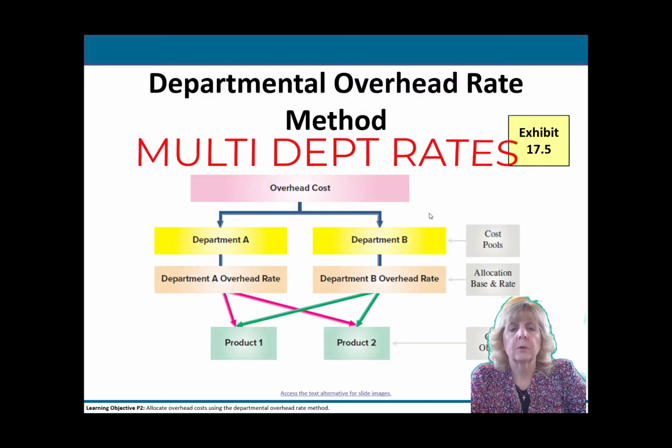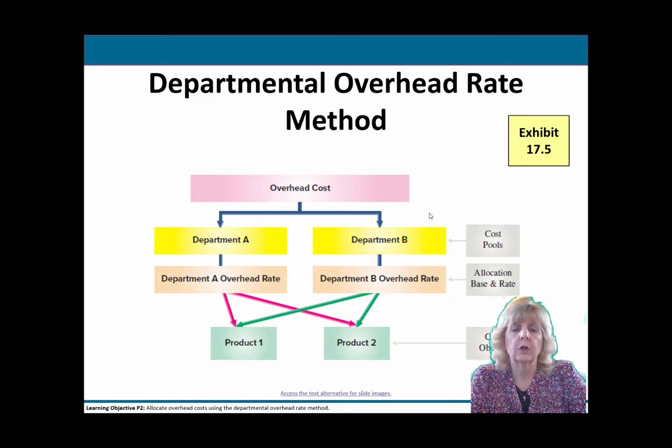Because this chapter can create some anxiety and students typically have a little bit more difficult time, I would encourage you to take a look at the PowerPoint slides. Specifically now, we're ready to move past the single plant-wide rate and take a look at how we can use multiple departmental overhead rates to improve the accuracy of our overhead allocation.